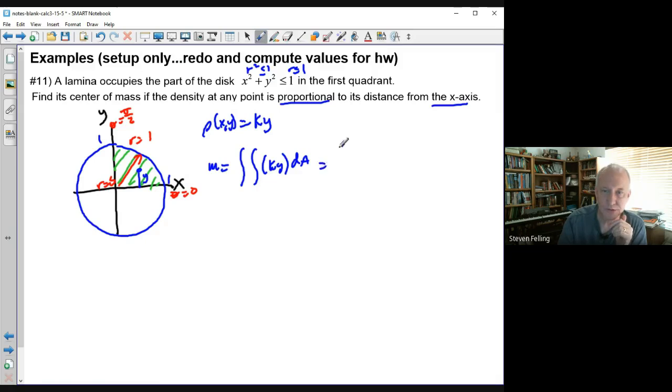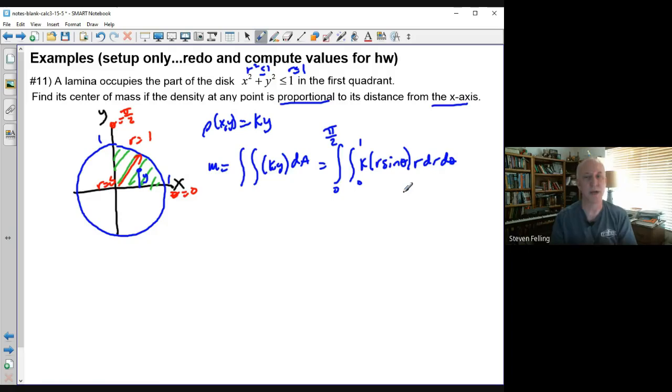So what if I did this? What if we said, okay, this is going to be k, but then for the y, we would have to substitute r sine theta. And then I have my r dr d theta because it's polar. And then the radius goes from 0 to 1, and theta is from 0 to pi over 2. So not too bad. You should probably even be able to do that one by hand as well.